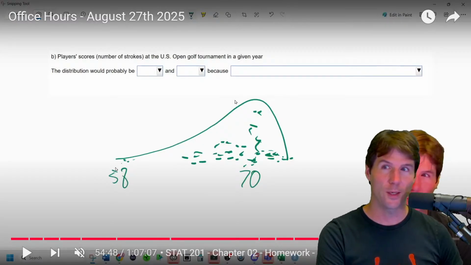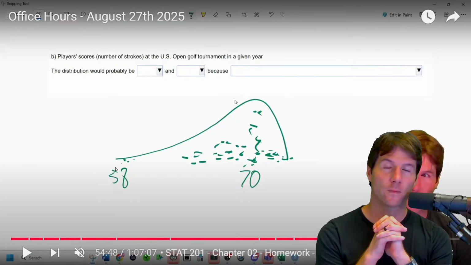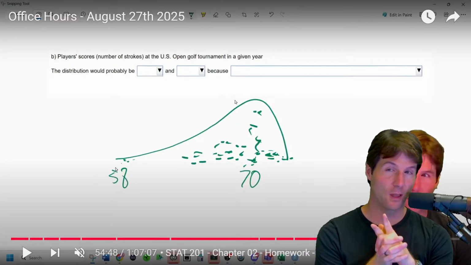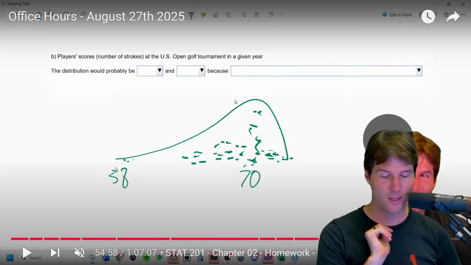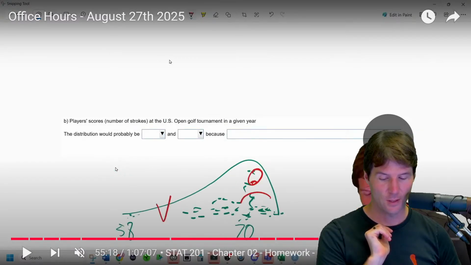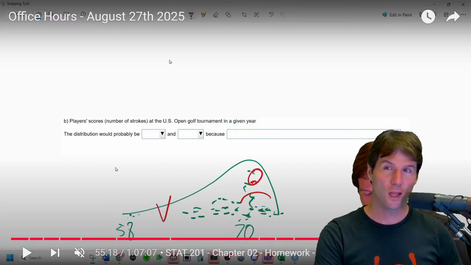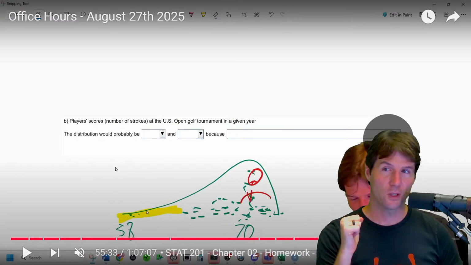It's skewed to the what? To the left. We got a monster man going on. Did I draw my monster man? Monster man's going to be sad if I didn't do it. Yeah, he is sad. And with that in mind right here, skewed to the left, it's because the tail goes to the left.